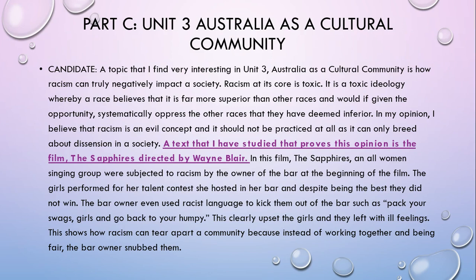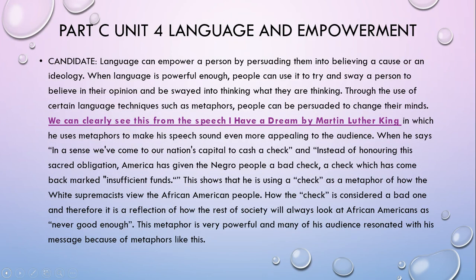They mention they've studied this text. They mention that it is a film. They say the title of the film, and they also mention the director's name. So this is how you're supposed to do it when you're talking in Unit 3, Australia as a cultural community. All right, let's move on to the next part.